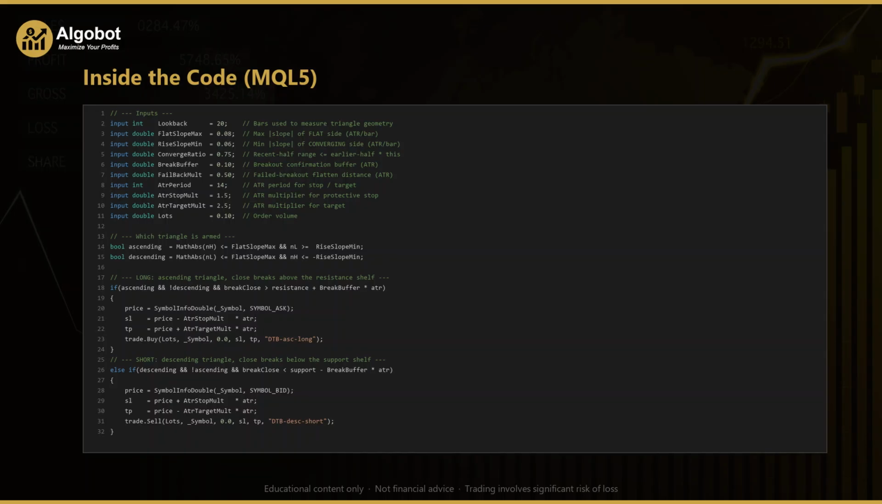Ascending is true when the normalized high slope, NH, is flat and the normalized low slope, NL, is at least RiseSlopeMin. Descending is the mirror, a flat low slope with a falling high slope. Now the two signal blocks.